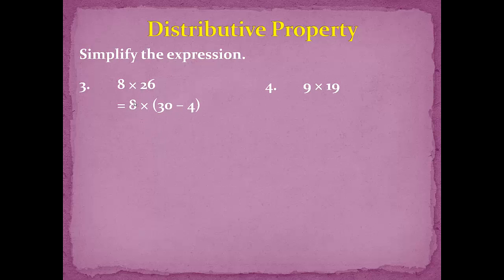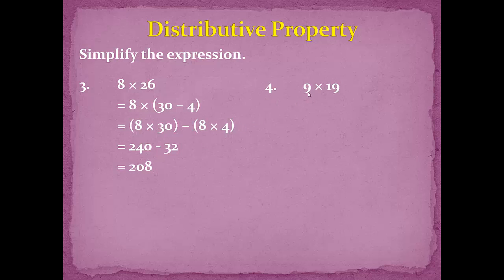Now I'll do 8 times 30, and I'll do 8 times 4. So I have this would be equal to the quantity 8 times 30 minus the quantity 8 times 4. 8 times 30 would be 240, and 8 times 4 is 32. So I have 240 minus 32, and 240 minus 32 is 208.